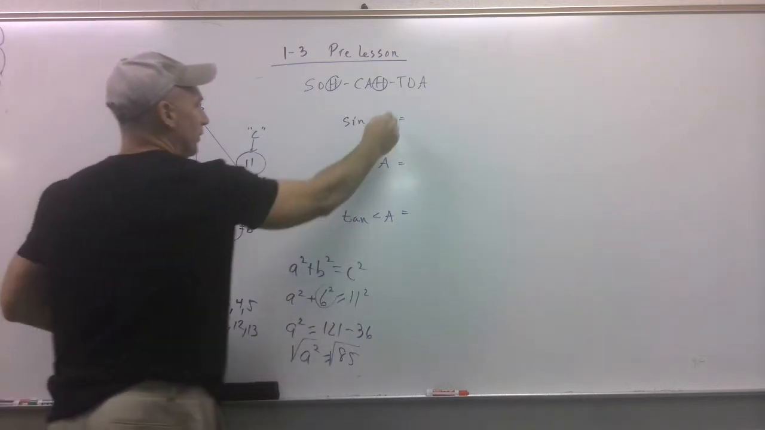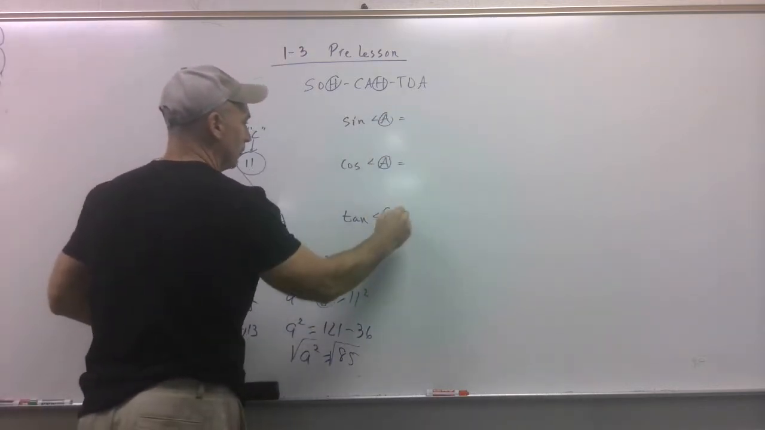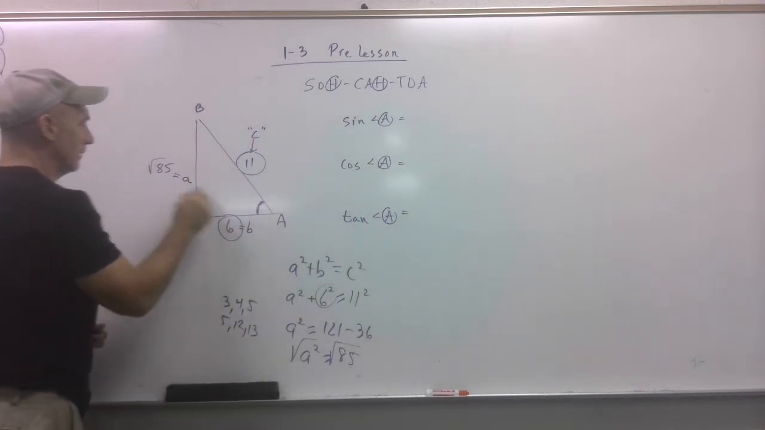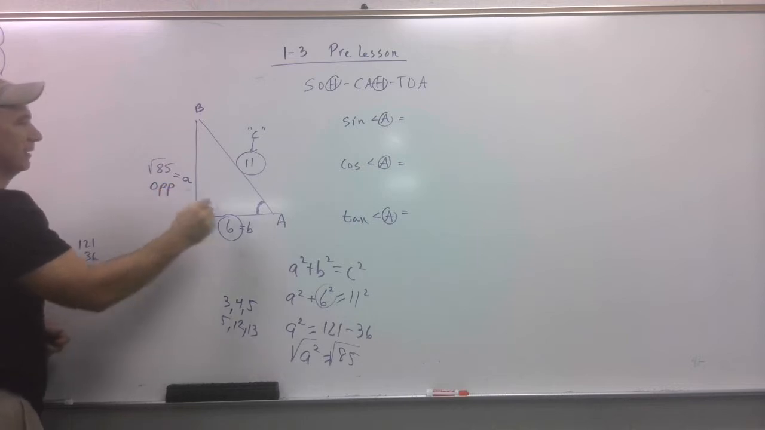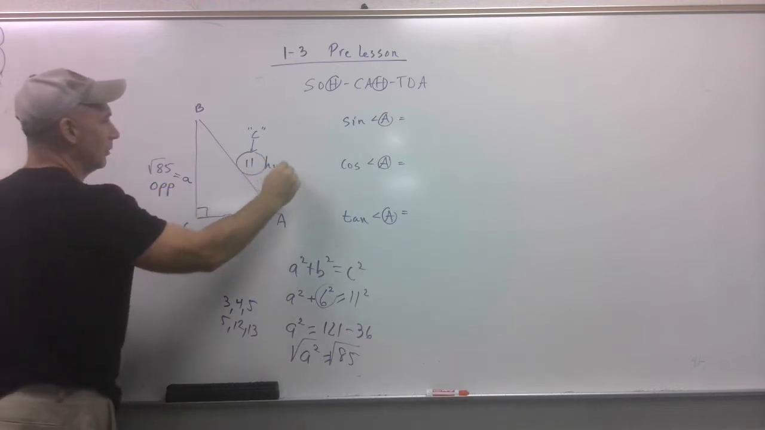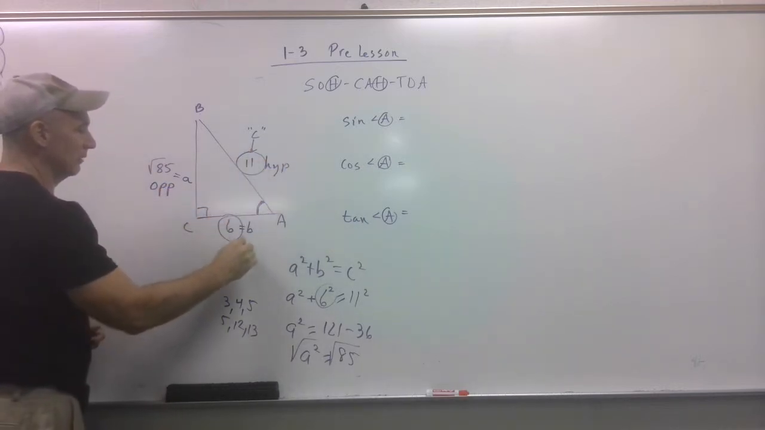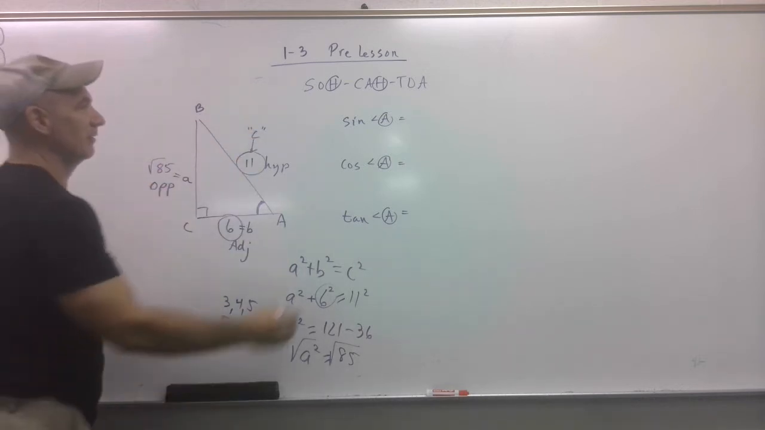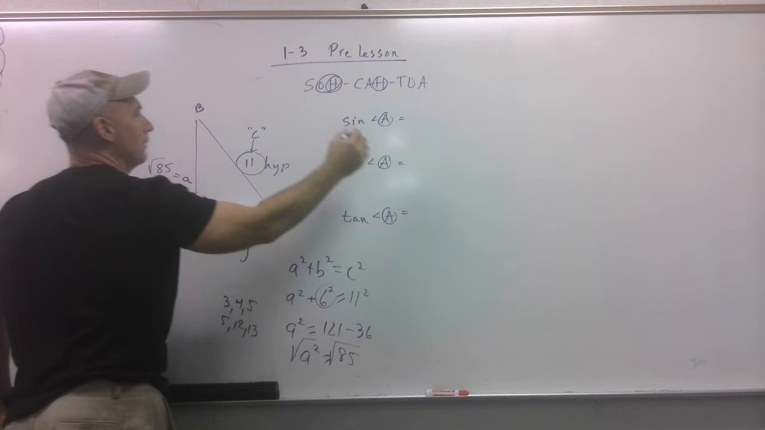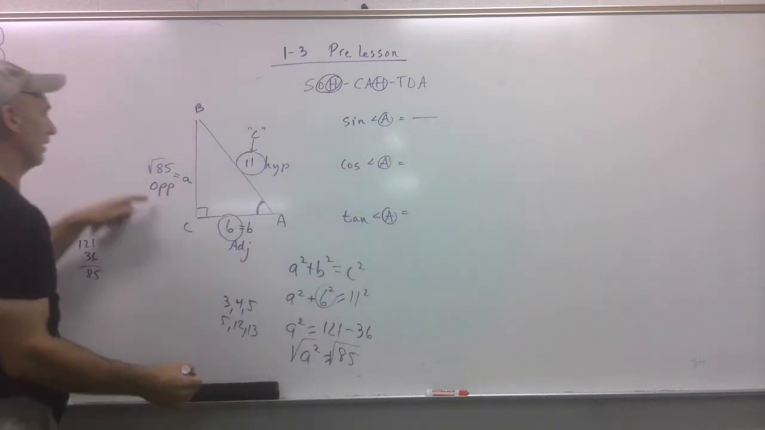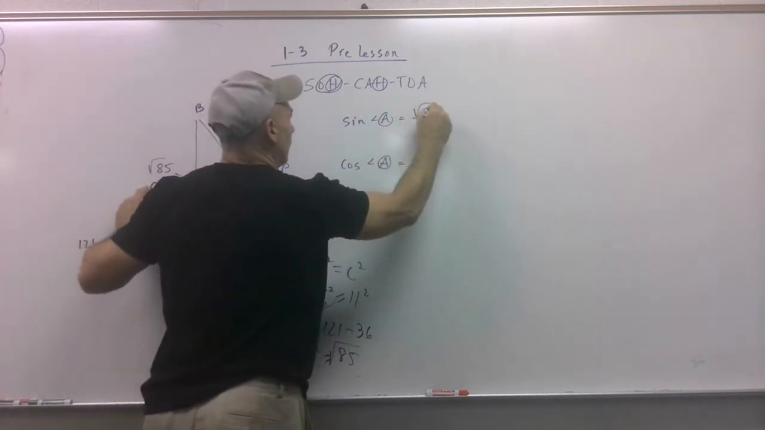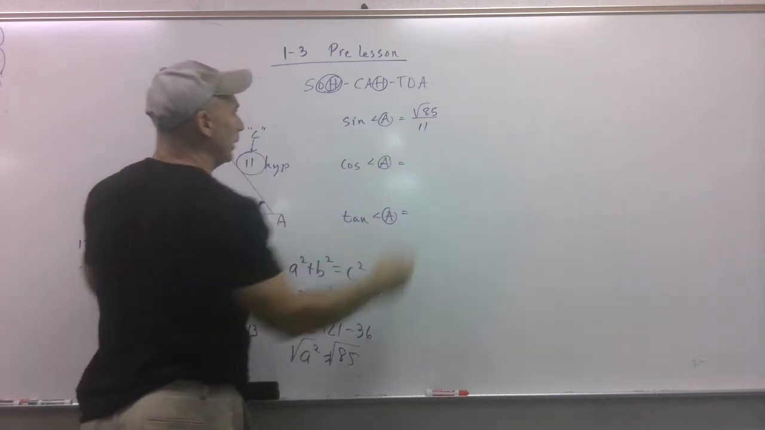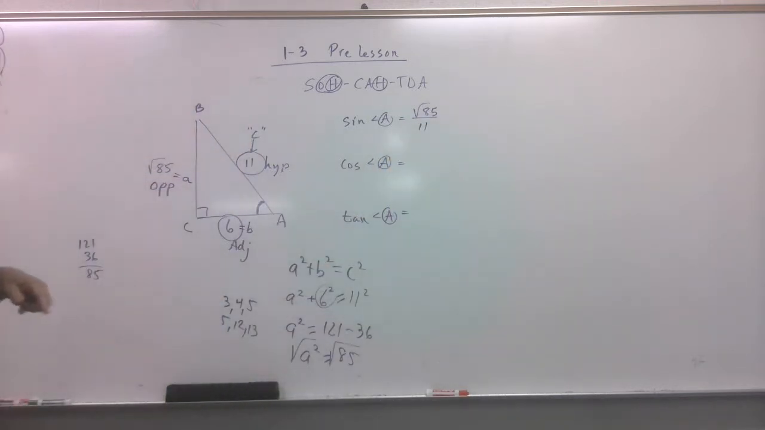Now notice, this is my reference angle, so we got to focus on this angle. That would make this my opposite side. We know this is our hypotenuse, and by process of elimination, this has to be my adjacent side. So now I can build these fractions. Sine is opposite over hypotenuse. So what's my opposite side? Square root of 85. What's my hypotenuse? 11. Weird looking answer. There it is.